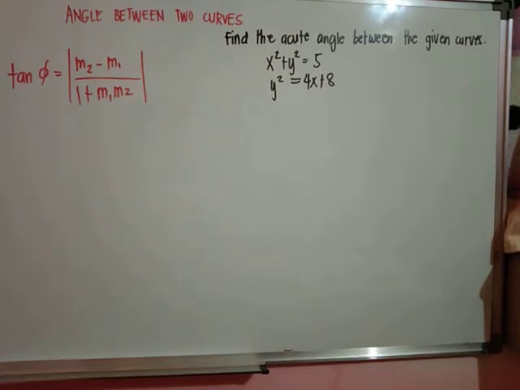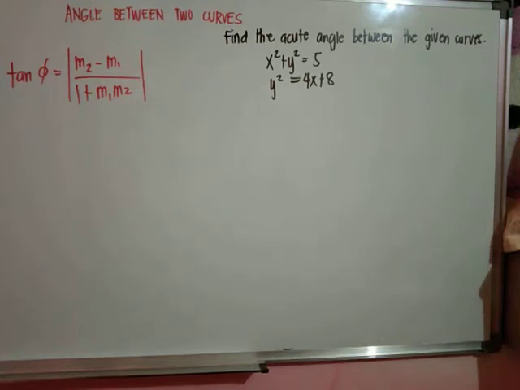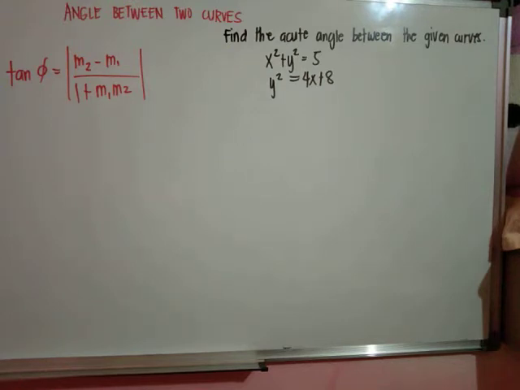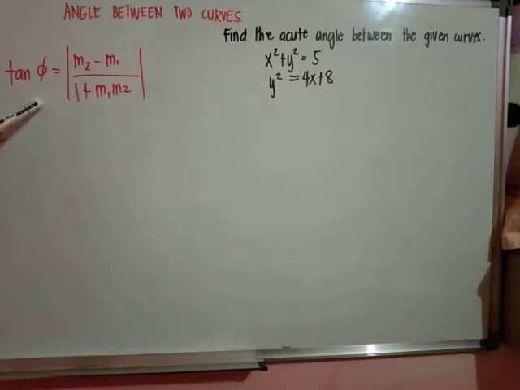Another example. So, we have find the acute angle between the given curves. So, yung dalawang equation is x squared plus y squared equals 5. So, yung first equation natin is a circle. Ito namang pangalawa, y squared equals 4x plus 8, is a parabola ulit na yung vertex niya wala sa origin. So, ito lang yung pinakatatandaan, yung formula para makuha yung angle between two curves. So, paki-take note nito. So, ulitin natin yung process.